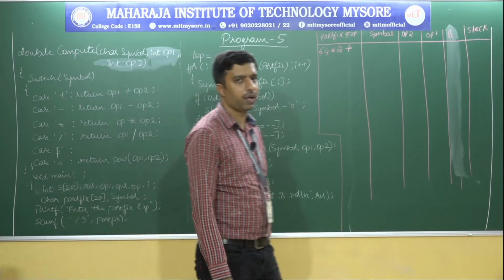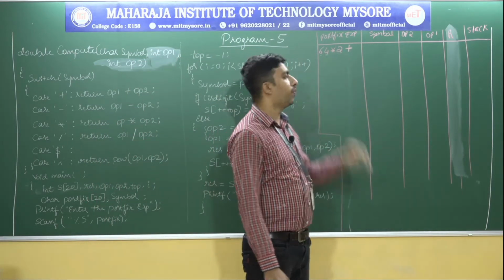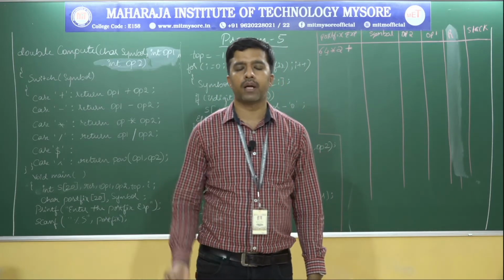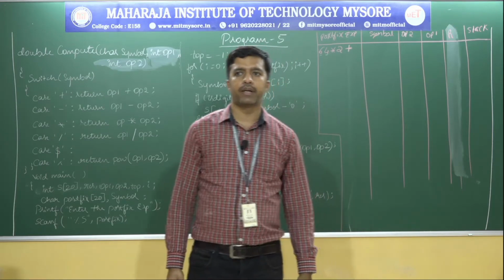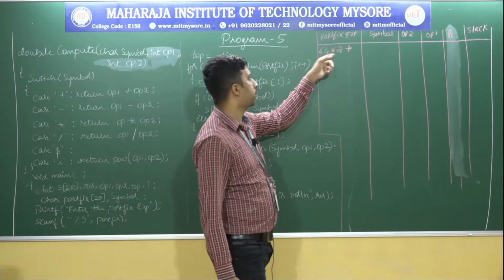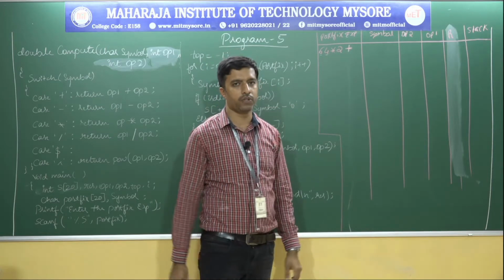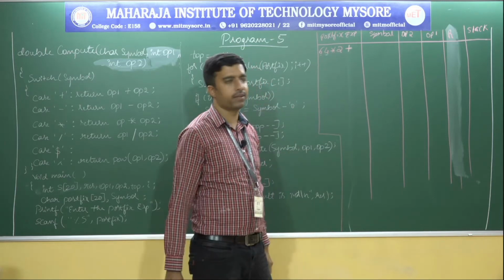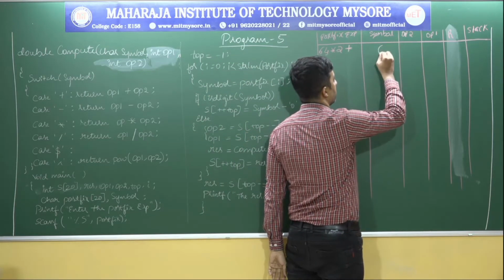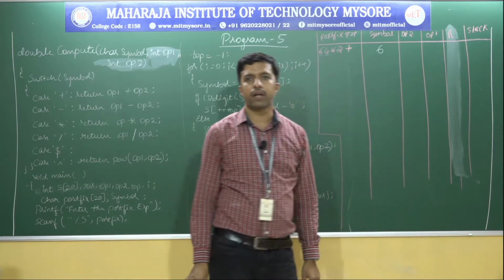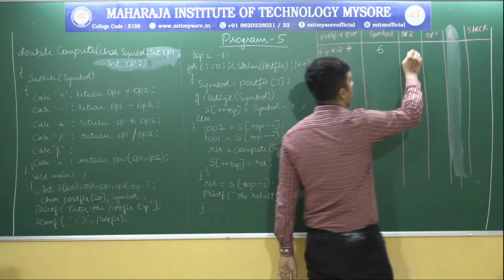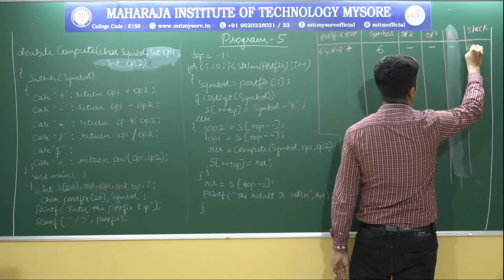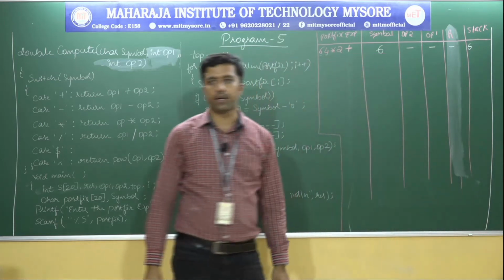How does it work? Here, this is my postfix expression. Postfix means operators come after operands. Here: 6 4 * 2 +. I need to evaluate this. The first scanned symbol is 6. This is not an operator, so I do not do anything; I just push it to the stack. I do not do any operation.